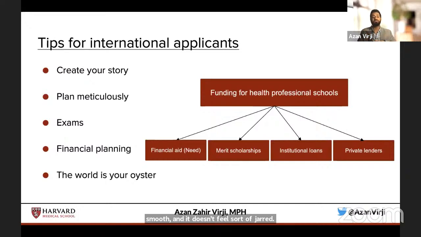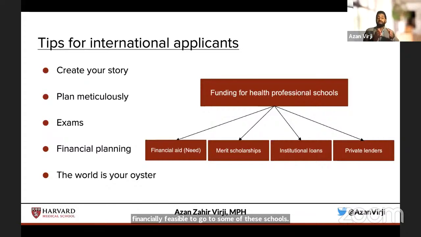Next up, let's move on to financial planning. We talked a little bit about this earlier, but let's talk about funding for all health professionals. You can see here, I have this little diagram. For all health professional schools, medical school, nursing school, PA school, here's how you can afford it as an international student. Let's break down how it is financially feasible to go to some of these schools.